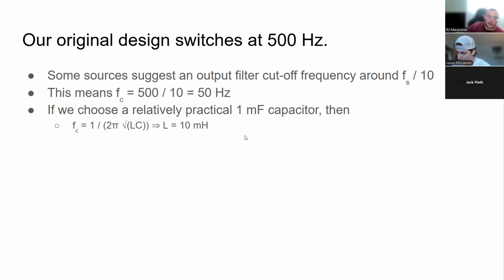And our original design, the one that I was simulating before, is switching at 500 hertz. I was looking at different sources, because it's not necessarily clear what kind of cutoff frequency you want for your output filter. Some sources suggest a fifth, or I found one that said a tenth is usually good. If we take that tenth and run with it, then we need a cutoff at 50 hertz.